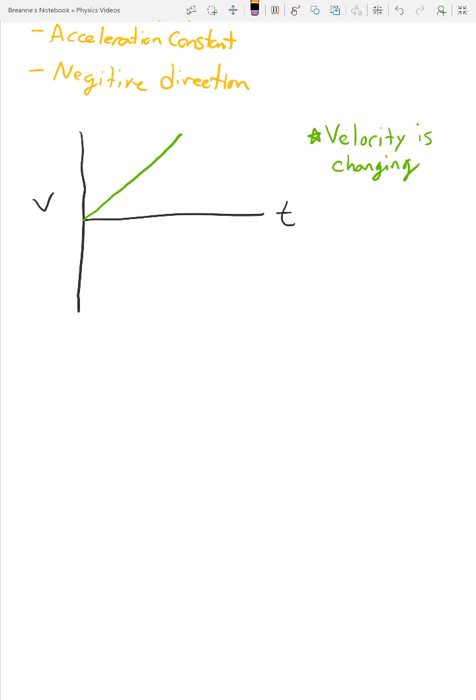So you know your velocity is changing. Velocity is changing, that means our slope is constant. If our slope is constant, that means acceleration is constant. And our velocity is changing in the positive, our numbers are getting bigger, so that means we are speeding up.